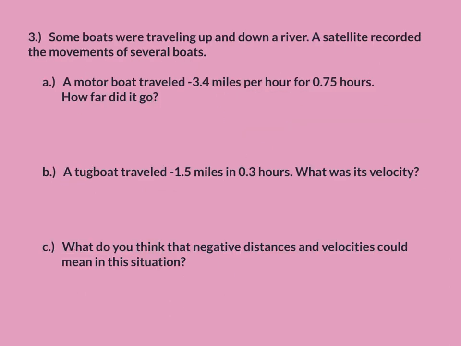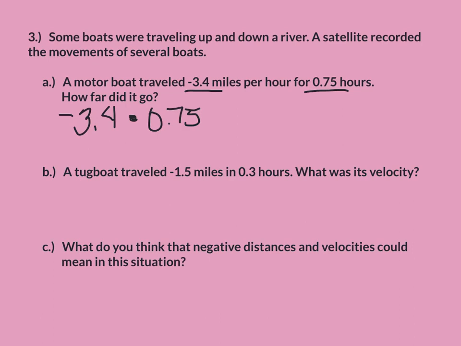Okay, here we are. Some boats are traveling up and down a river. A satellite recorded the movements of several boats. A motorboat traveled negative 3.4 miles per hour for 0.75 hours. Well, that's simple enough. We simply need to multiply these together to find out how far that it went. So negative 3.4 times 0.75.